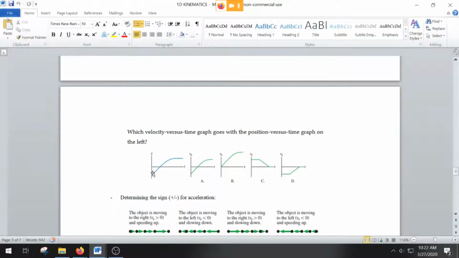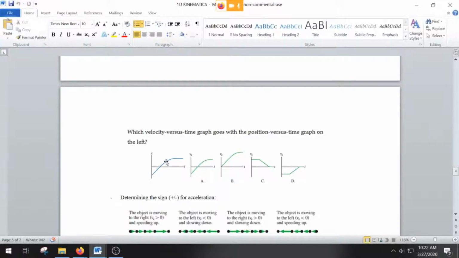All right, so we're given this position versus time graph. And we want to know which one of the velocity time graphs represents that position time graph. But what I would recommend when you're given more complex graphs is just go through it bit by bit, think what's happening.